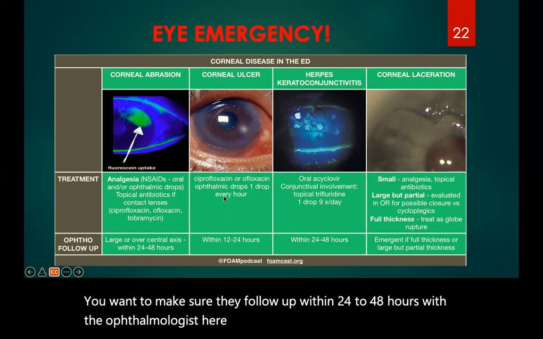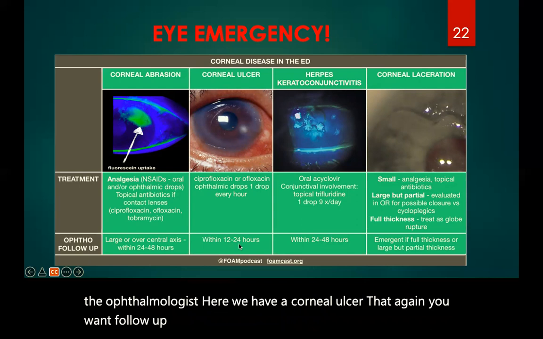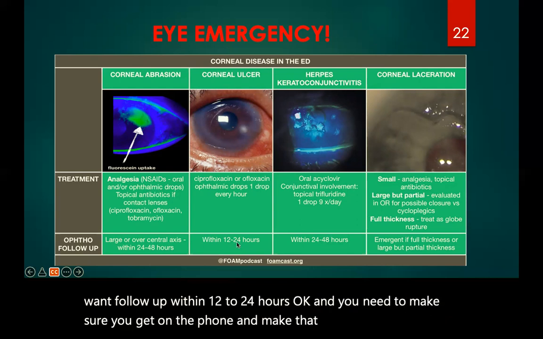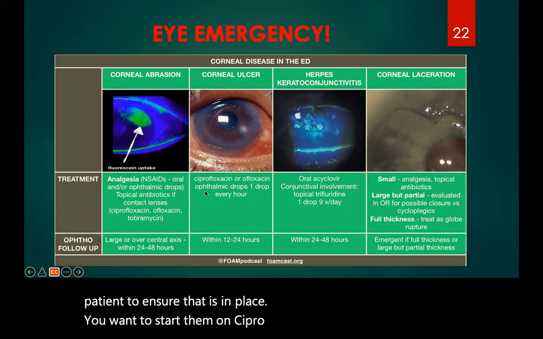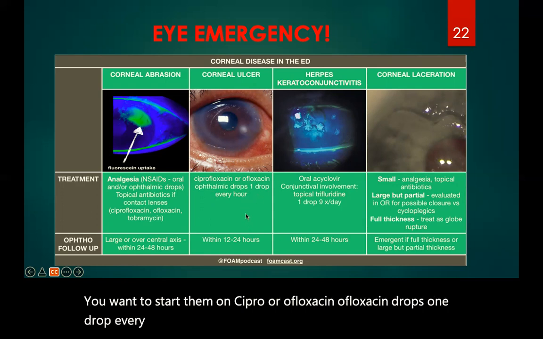Here we have a corneal ulcer. Again, you want follow up within 12 to 24 hours, okay? And you need to make sure you get on the phone and make that appointment for your patient to ensure that that is in place. You want to start them on Cipro or ofloxacin ophthalmic drops, 1 drop every hour.